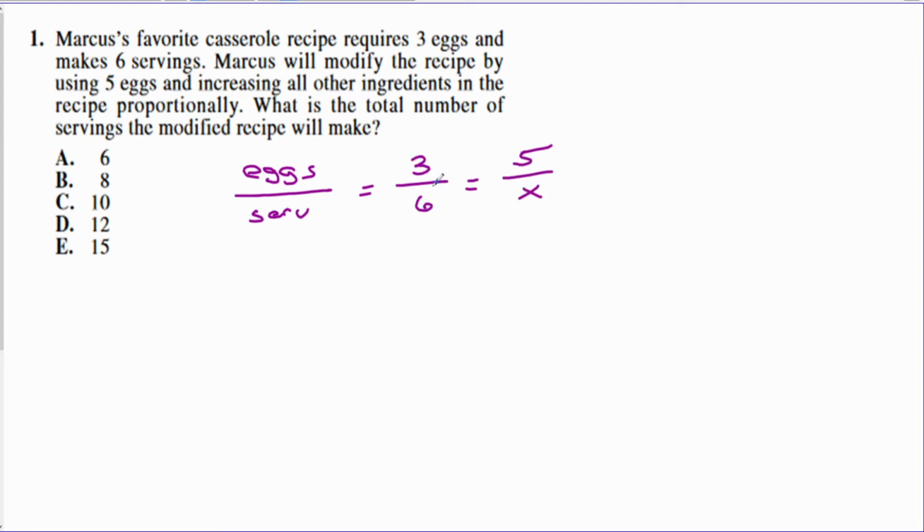You might notice that there's a nice easy pattern here. 3 becomes 6 by doubling, so 5 becomes 10, which is our correct answer, by doubling. But if you want to do the actual algebra, 3 times x makes 3x, 6 times 5 makes 30, if I use cross multiplying, and that makes x equal to 10 when I divide both sides by 3. However you get it, the correct answer here is C, 10 servings.